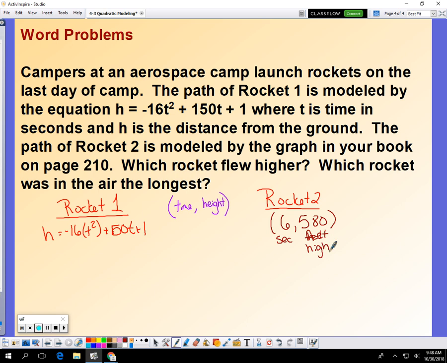So if we know that for rocket 2 from looking at a graph, we need to figure out for rocket 1 how to find that same information. Well, how do we find our vertex in standard form? If you all recall, negative b over 2a will get us there. So negative b, negative 150, over 2 times negative 16 is going to be 150 over 32. Now you get to divide that and get me a decimal.